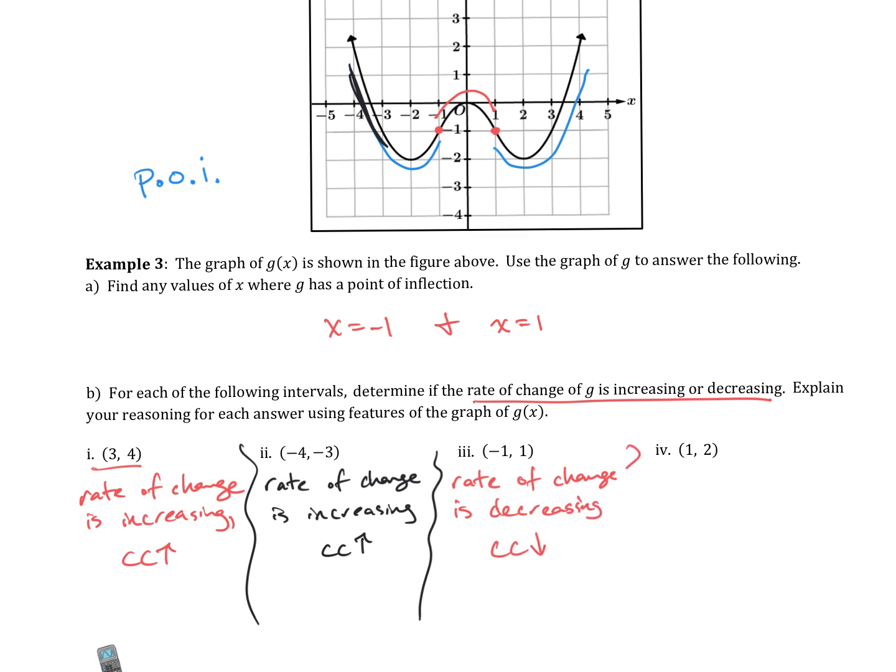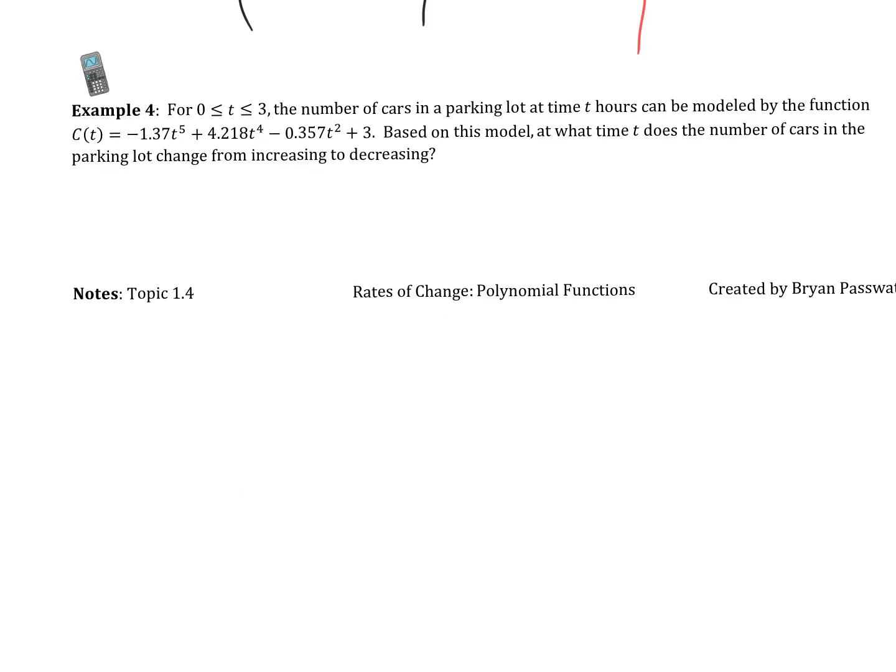And then call on somebody. Who you got? David. 1 to 2. What's my rate of change doing on 1 to 2? No. My rate of change is doing what? It's increasing. Tell me why. It's concave up. All right. Of course. Ready, Mary? Go.